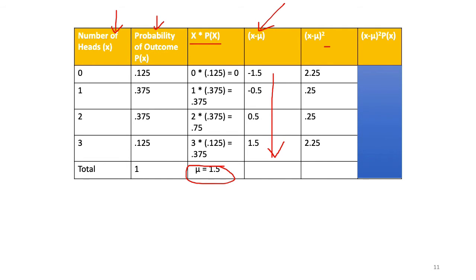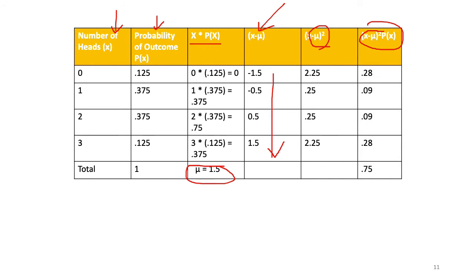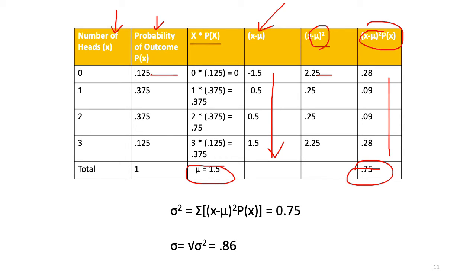And then we're going to take each of these deviations squared and multiply them by the probability of x. And therefore we get 2.25 times 0.125, etc. And the sum is 0.75. So the variance of this distribution is 0.75 heads, and the standard deviation is 0.86. So we would say in this experiment, when you toss a coin 3 times, we expect to see 1.5 heads with a standard deviation, or an average deviation from the mean, of 0.86 heads.